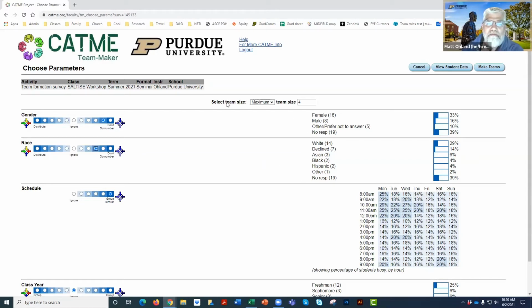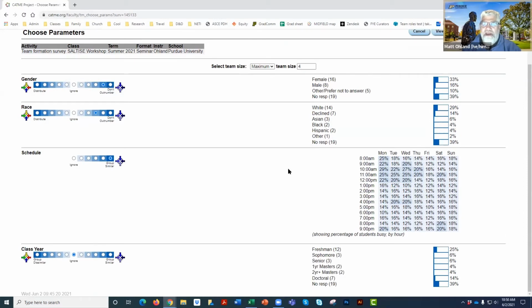Up at the top, there's a team size criterion. There's no single optimum team size; it is determined based on your objectives and in some cases on your classroom geometry. But we'll go with a maximum team size of 4, which means it will never create a team of more than 4. It will have as many at 4 as it can, and then the rest of the teams will have 3. The summary of schedule availability is not particularly helpful. You'll notice that it's not possible to form teams of people with dissimilar schedules because we decided that was pathological.